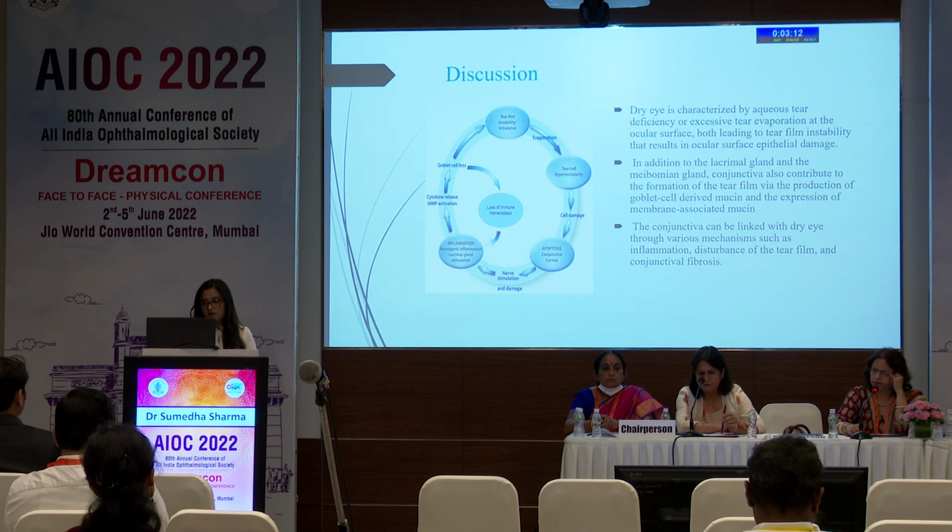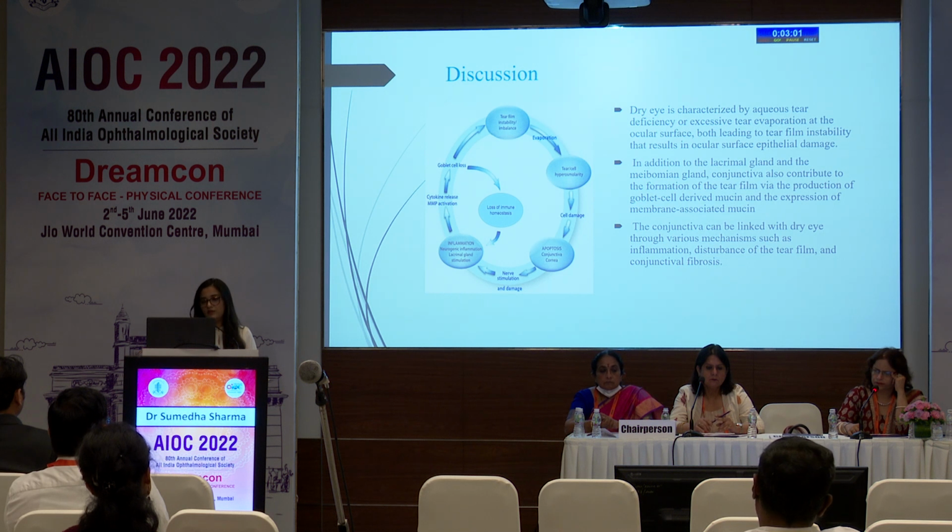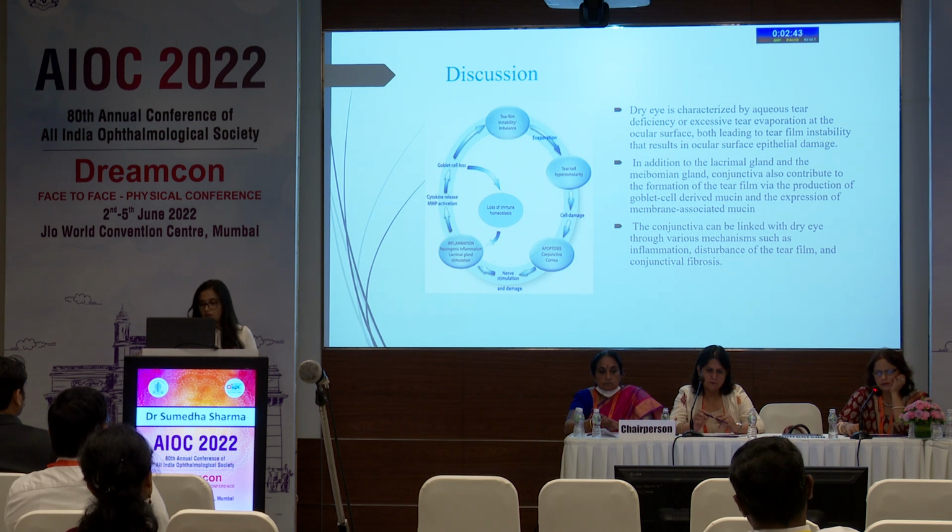Dry eye is characterized by aqueous tear deficiency or excessive tear evaporation at the ocular surface, both leading to tear film instability that results in ocular surface epithelial damage. In addition to the lacrimal gland and the meibomian gland, conjunctiva also contributes to the formation of tear film by the production of goblet cell derived mucin and the expression of membrane-associated mucin. So when the conjunctiva is cut, this gets disrupted, which can cause dry eye. Conjunctiva can be linked with dry eye through various mechanisms like inflammation, disturbance of tear film, and conjunctival fibrosis, as I mentioned before.